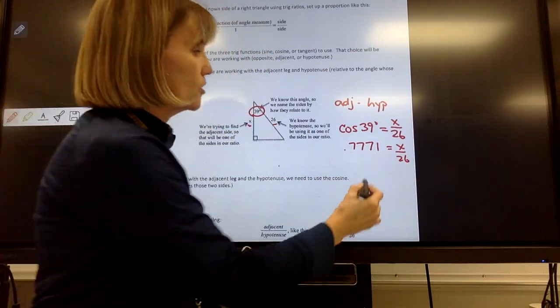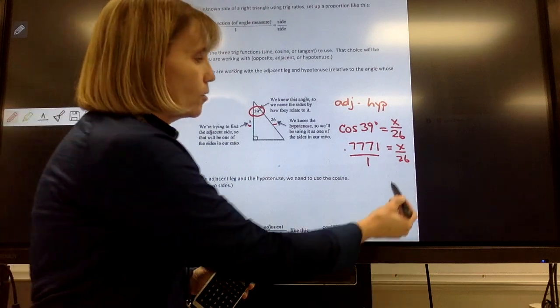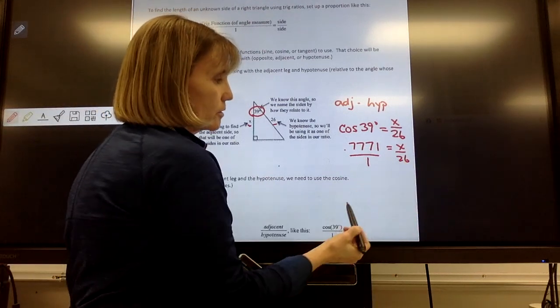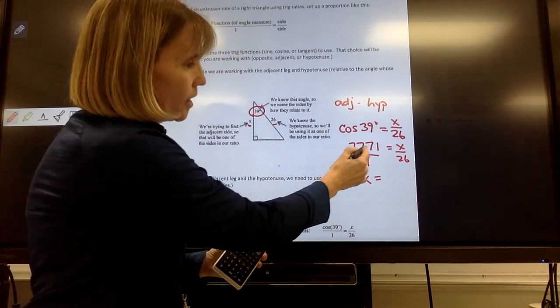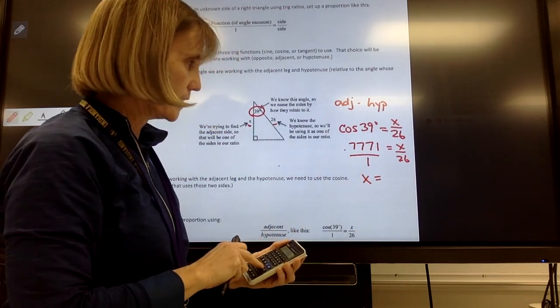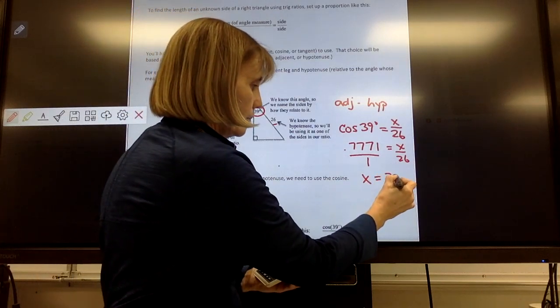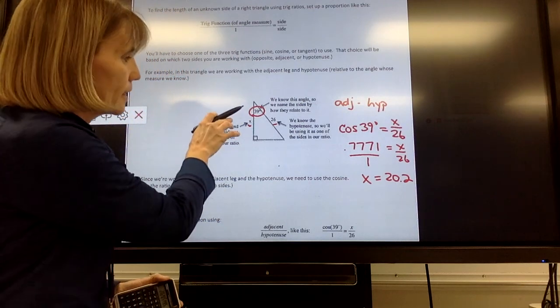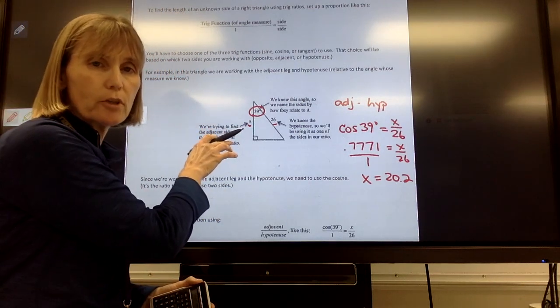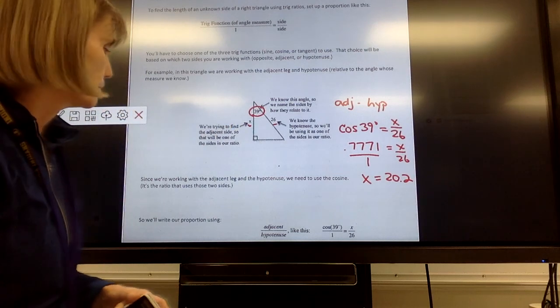In order to solve this, we're going to put that decimal over 1. We're going to create a fraction out of it, and we're going to look at the cross products here. So 1 times x is just x, equals that decimal times 26, and I get 20.2. So this missing side length on the triangle is 20.2 units, and the hypotenuse is 26 units.